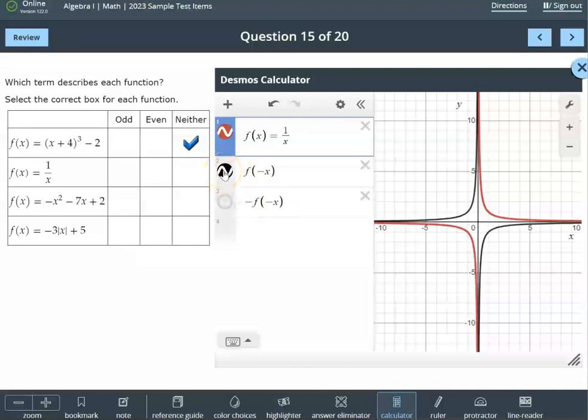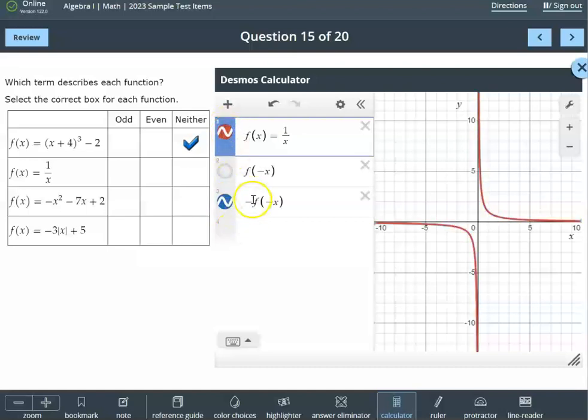So that means it's not even. If it were even, those would be the same graph. So let's turn that one off and turn this one on. Now I can't see the blue one. That's because the red one is on top of it. So turn off the red one, turn on the blue one, and you'll see that blue one is under there.